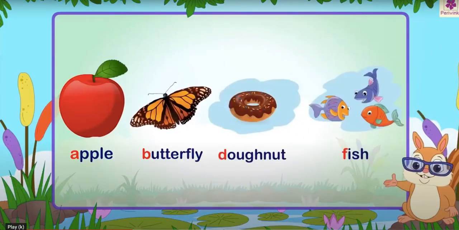Okay, so if we see all of these words in particular, apple, butterfly, donut, and fish, we are putting them in order according to their first letter. A, B, D, and F. Do we see every letter of the alphabet right there? No. Sometimes we skip some of the letters, remember, okay?